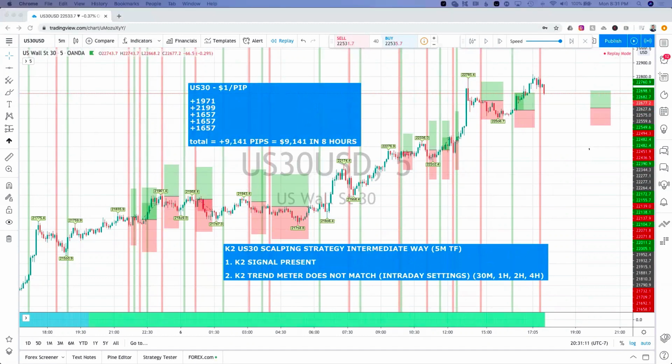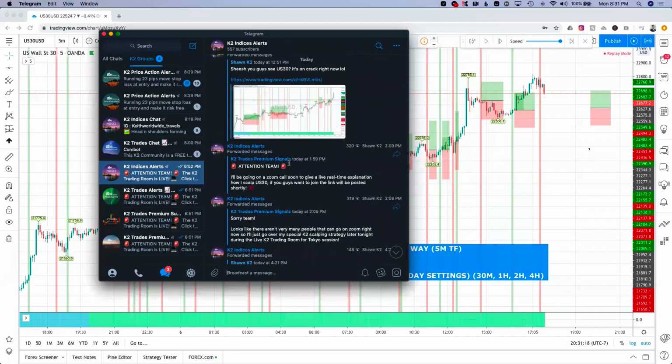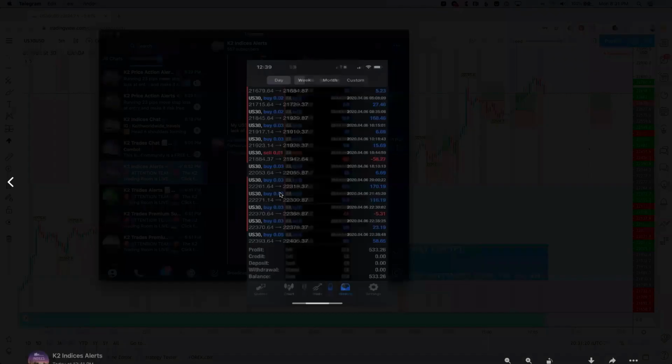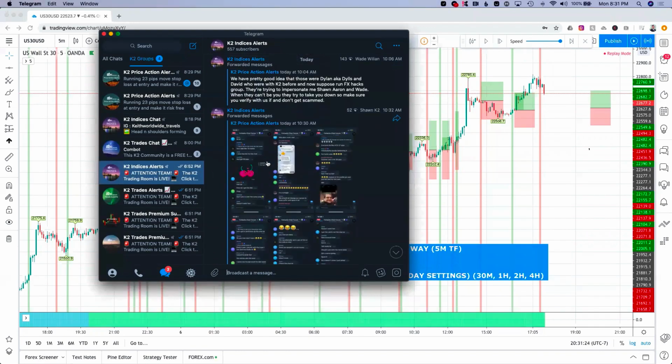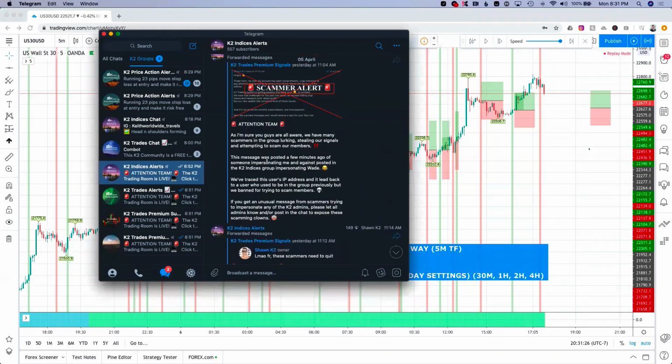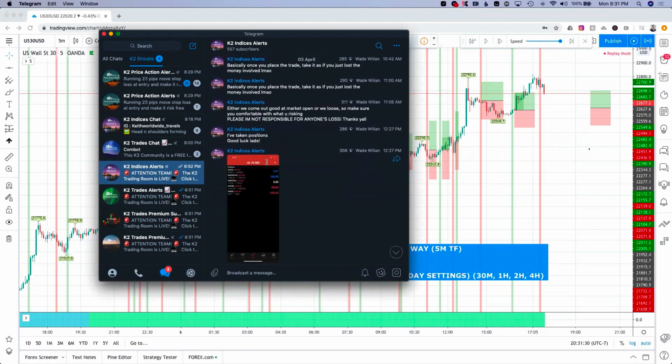Let me see if I can find the indices alert. So Wade posts his profits too. He makes my profits look like crap. I'm making 500, 700. But Wade's making like 10 times what I'm making. He's also risking a lot too.